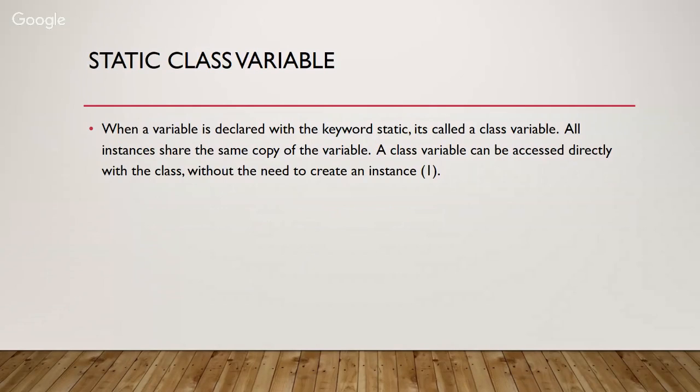So you can see a static class variable is when a variable is declared with the keyword static. It's called a class variable. All instances share the same copy of the variable. A class variable can be accessed directly with the class without the need to create an instance. So we'll see a little bit later on how this works.